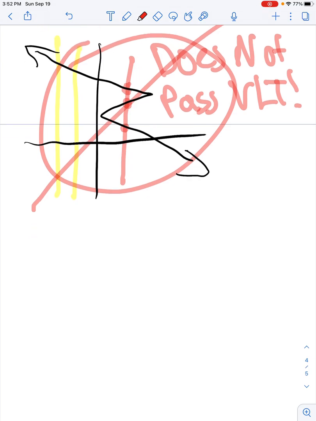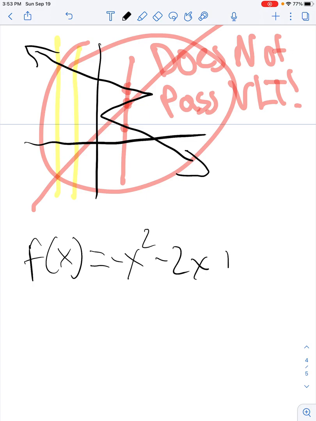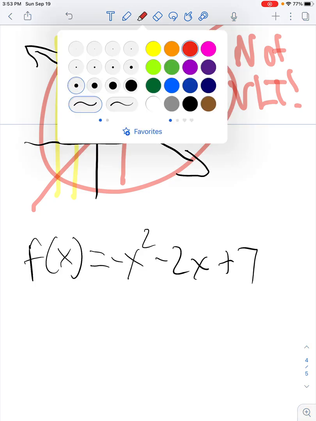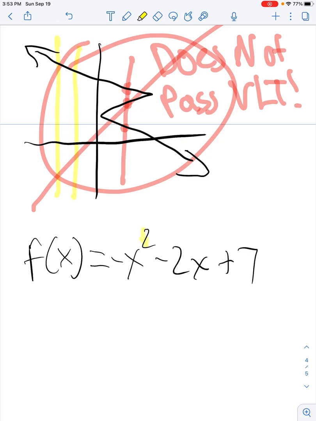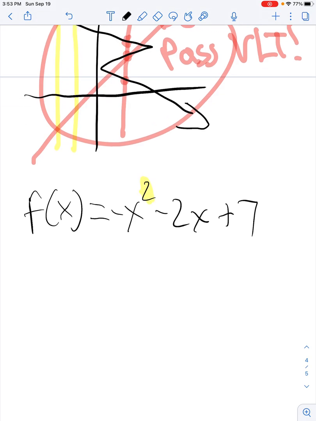Okay, so again, there's a couple different ways that we can classify or look at functions. So we might get an equation. Let's say f of x equals -x squared minus 2x plus 7. Now I see that this has an exponent, so I know it's not going to be linear because it's got an exponent of 2, so it's going to have some type of curve to it.